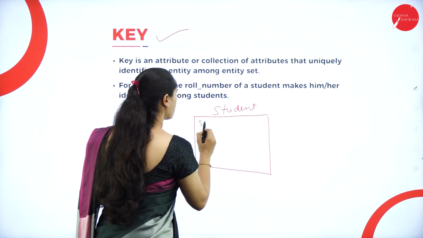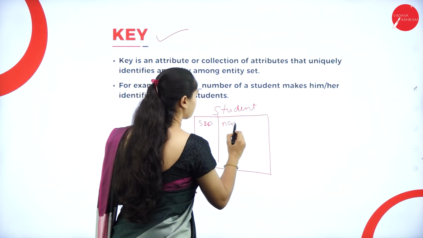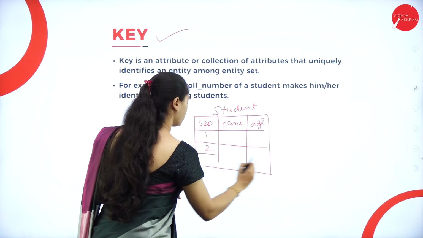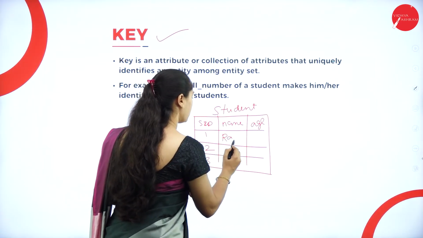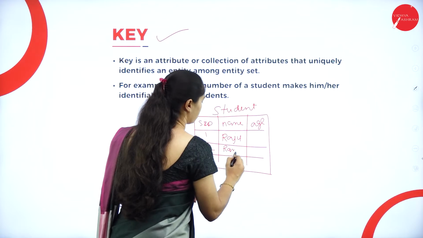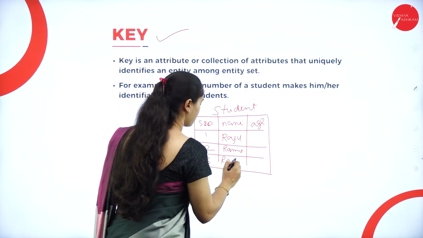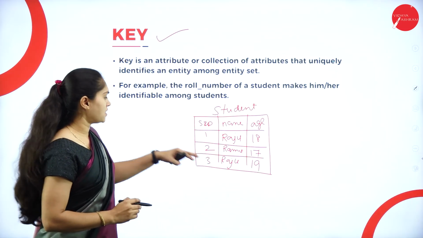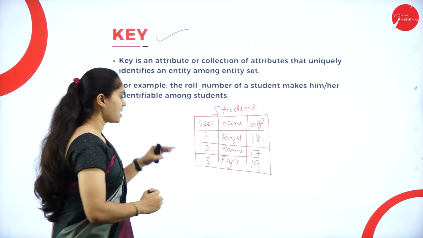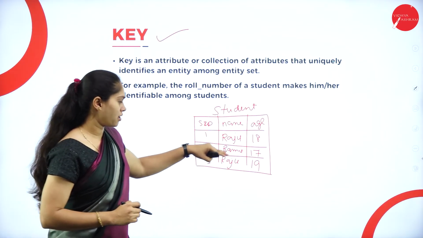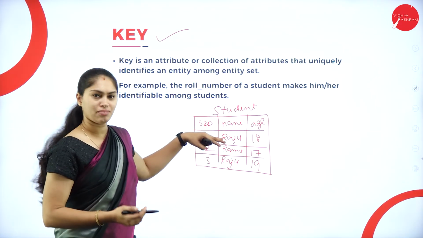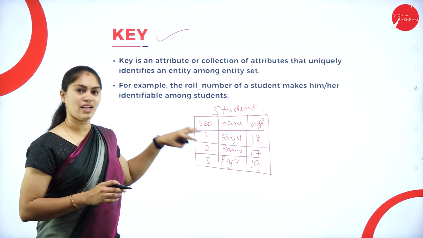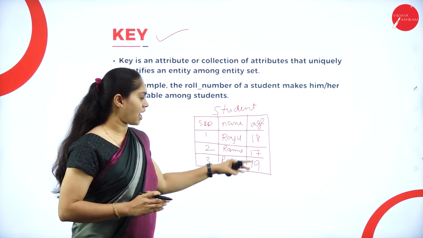In this I have student ID, name, and age. 1, 2, 3. Consider Raju, Ramu, again Raju, with ages 18, 17, 19. Now we'll see what you mean by key. Why am I saying this? We have 3 students here. One is Raju, another is Ramu, and another one is Raju. If I say Raju 2 times, you can understand that we have the same name of student in a particular class, but their values are different.